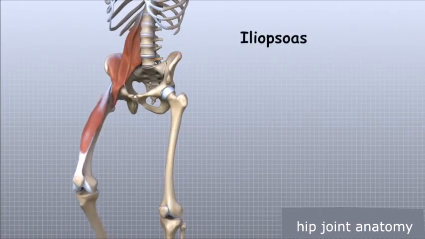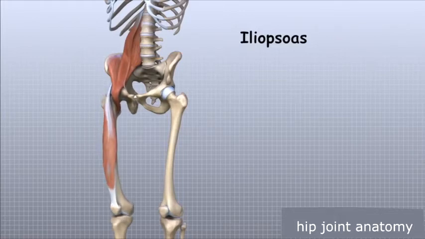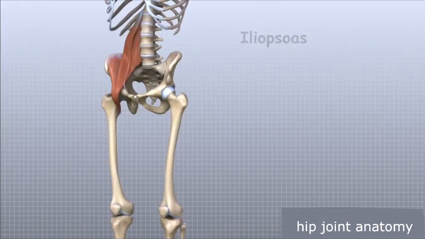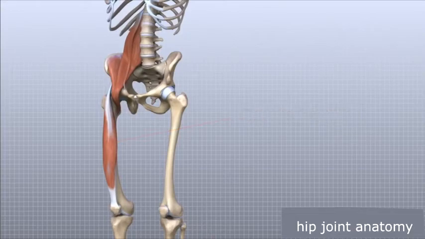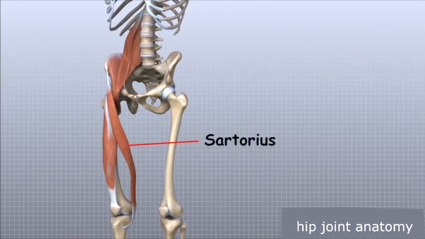The iliopsoas is a deep muscle that begins by attaching to the lower spine. It travels out of the pelvis to connect to the inside edge of the upper femur. The rectus femoris is one of the quadriceps muscles, which are a large group of muscles at the front of the thigh. There is also a small, thin, strap-like muscle called the sartorius muscle. It runs from the hip joint, across the knee, and connects to the top of the tibia.